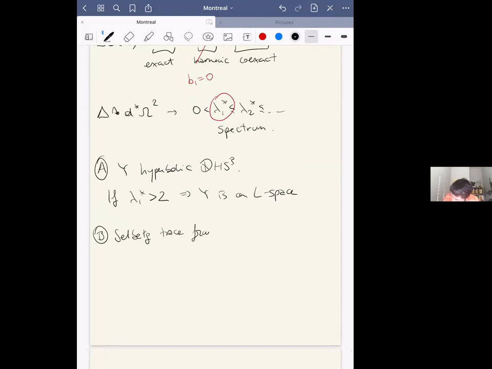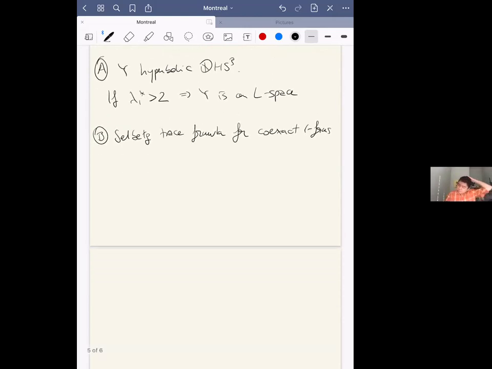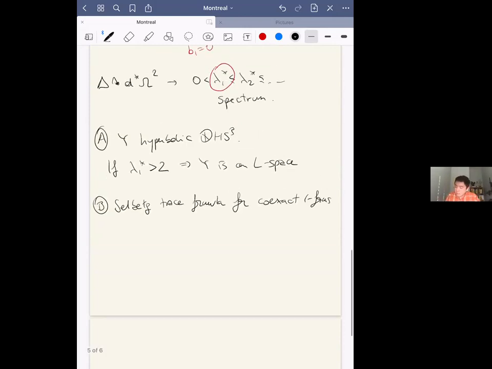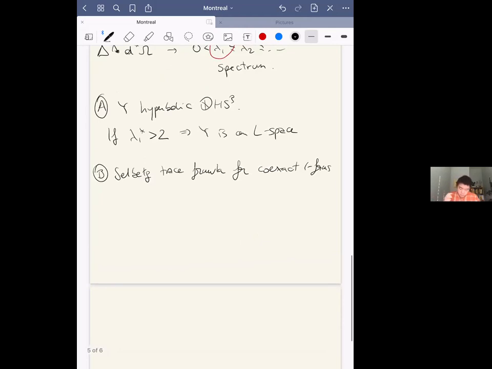for coexact one forms. So in particular, this gives you a relation between hyperbolic geometry and spectral geometry. So let me just write out what it is. If you have a function h which is C infinity with compact support on R and even, pick its Fourier transform.